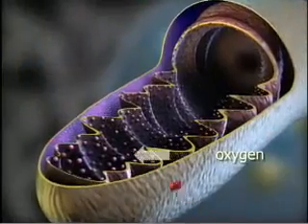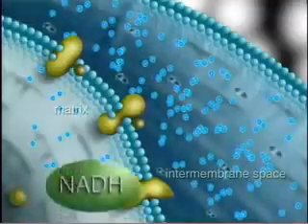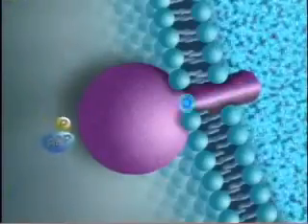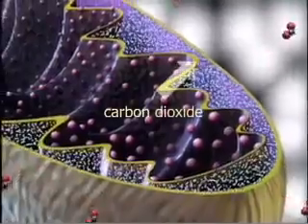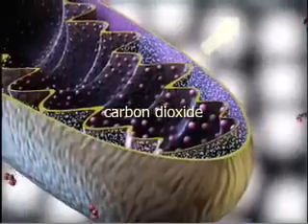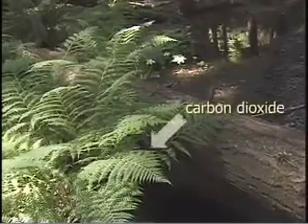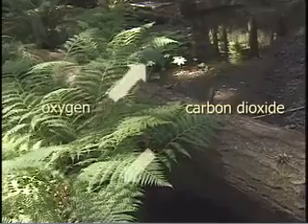That's animal respiration. Oxygen in, burn fuel molecules, make ATP, carbon dioxide out. But how about plants? For them, it's carbon dioxide in, oxygen out.